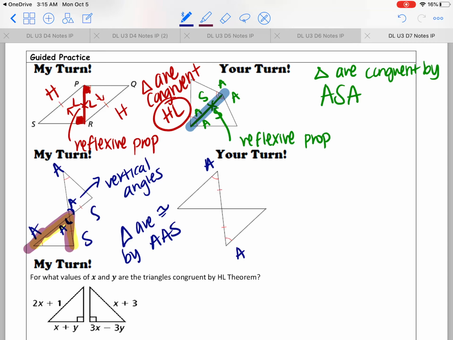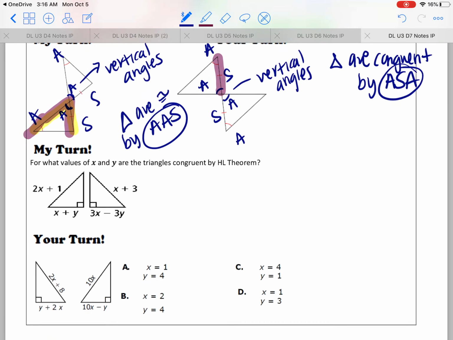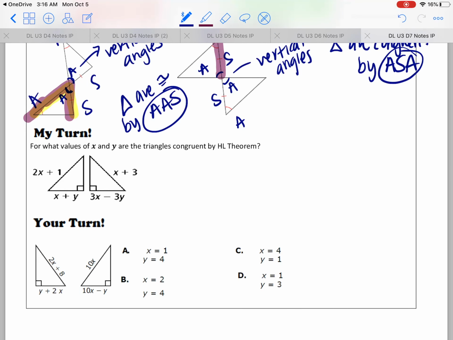All right, looking at the next one, we have a pair of angles, we have a pair of sides, and then once again, we recognize those vertical angles. So I can come back and add an A. And so when I look at one triangle to determine the shortcut, I go angle, side, angle. So what I can conclude here is that the triangles are congruent by angle, side, angle. All right, let's look at the next one.